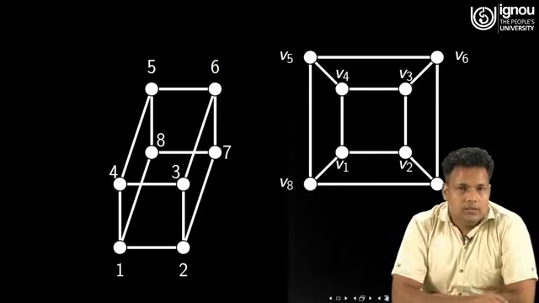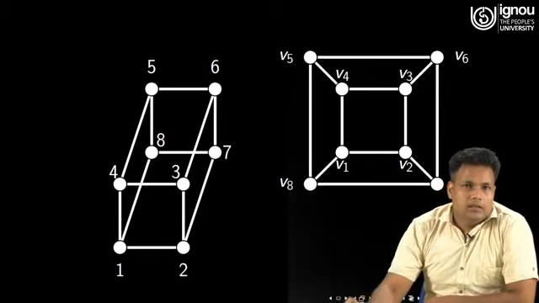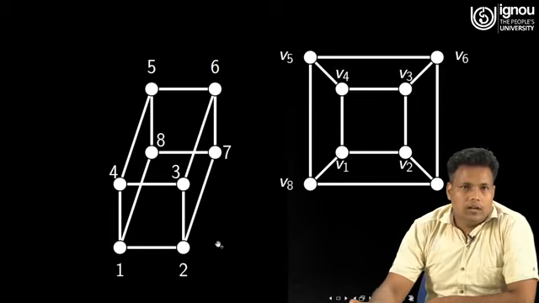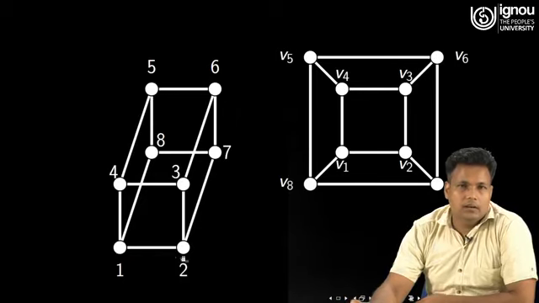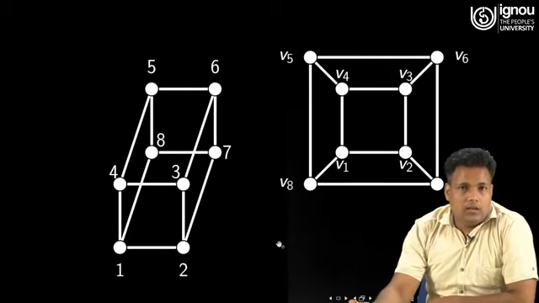Okay, so let's look at some examples. Look at these two graphs. Both these graphs have 8 vertices and they have the same number of edges. You can count the number of edges, they are 12 edges. So are they looking like the same graph?